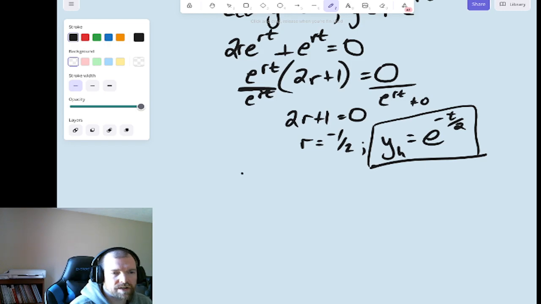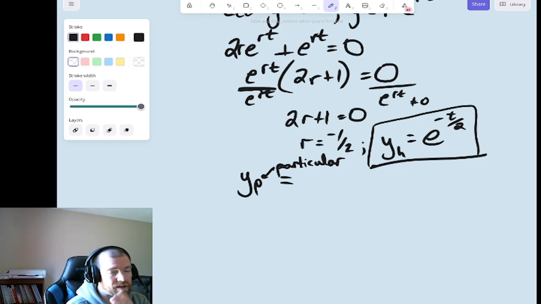Okay, and then to get our particular solution, we know that plugging in e to the negative t over 2 is going to get us 0 no matter what happens. This is why it's a homogeneous solution: it's the function which will always get us 0 if we plug it in for y in this differential equation. So now we want to find one that's going to get us the stuff on the other side.